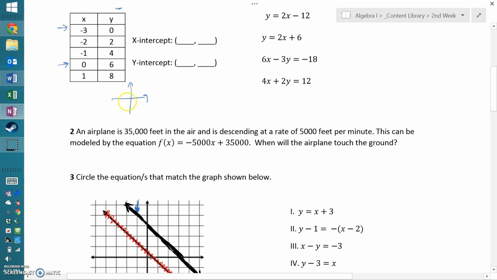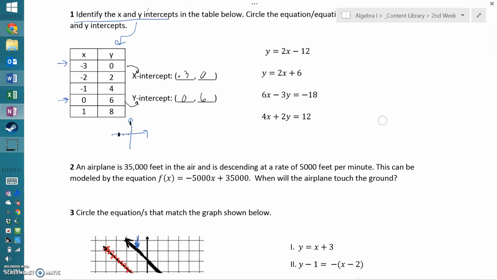So -3, 0. So if on this graph I went 1, 2, 3, 0, okay, that's obviously going to be my x-intercept. It's on the x-axis whenever I just plotted it. So -3 and 0. For this next one, 0, don't go left or right, but 6, 1, 2, 3, 4, 5. Okay, so that's obviously going to be on the y-axis. That's going to be my y-intercept.